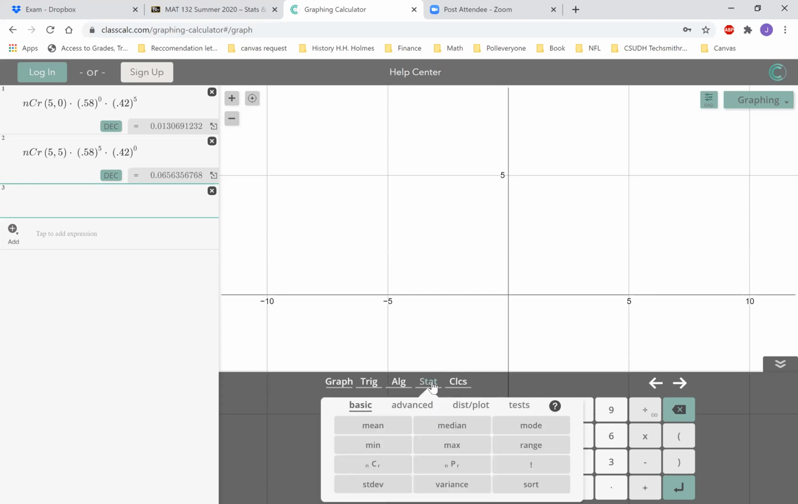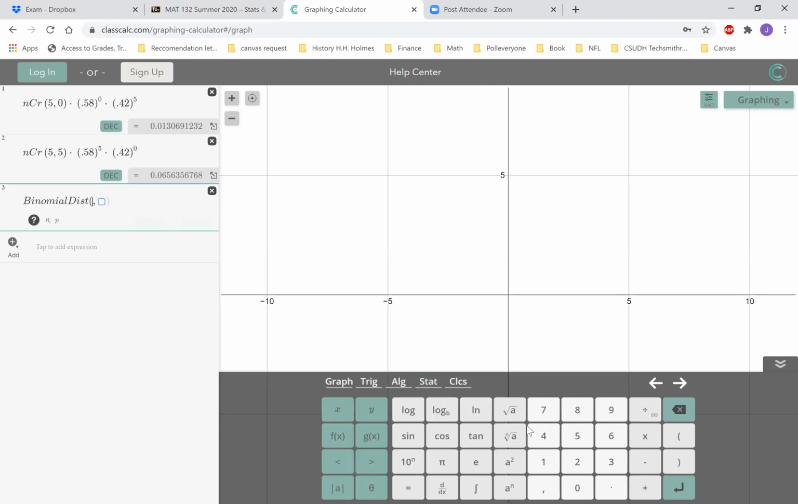So let's go to stats. Right now you're going to go to, I think it should be advanced, but I might be wrong. Yeah, I'm wrong. Go to distribution. Once you go to distribution, it says the normal distribution, the t distribution, and then right here you have the binomial distribution. So you click on binomial distribution.